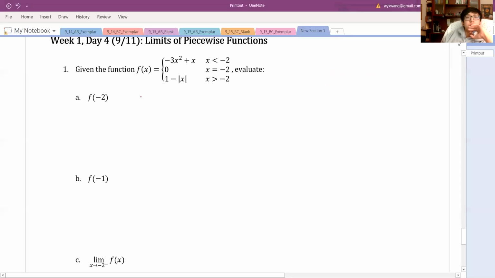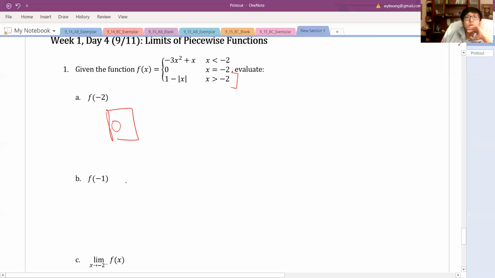F of -2. So we're going to plug in -2 on the function, like where it is in the domain. At -2, notice that x equals -2, we're going to get 0. It tells us very clearly, when x equals -2, our answer is 0. F of x is equal to 0. Okay, now f of -1. Well, it fits into this domain, because -1 is larger than -2, and anytime x is larger than -2, it fits into here.